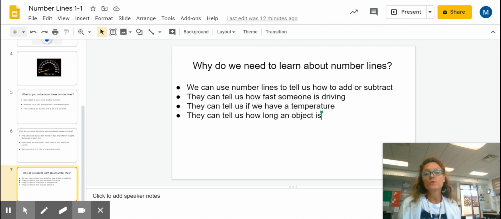So what you are going to do, in a minute, you're going to get back on Canvas, and then you're going to look around your house and see if you can find any number lines at your home.